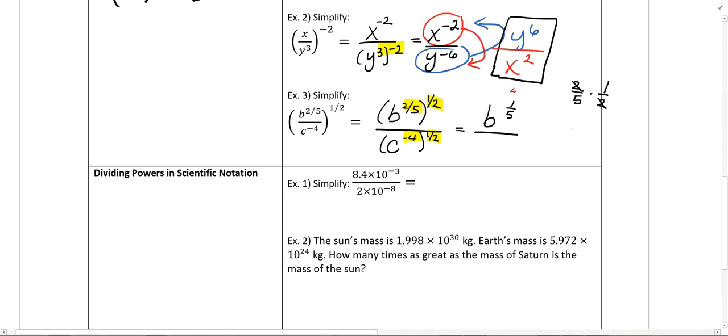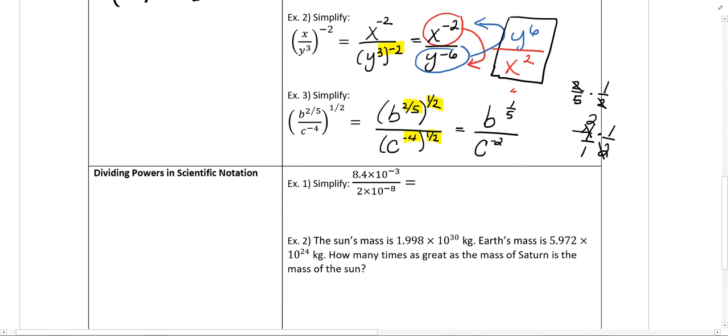For -4 times 1/2, put the -4 over 1. The 2 is going to go into the 4 twice, and that's going to give us a -2. So this is c to the -2.